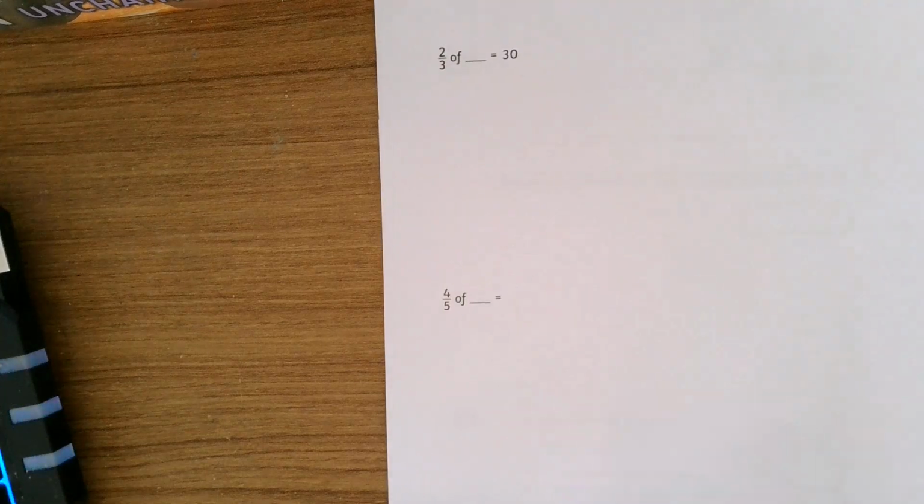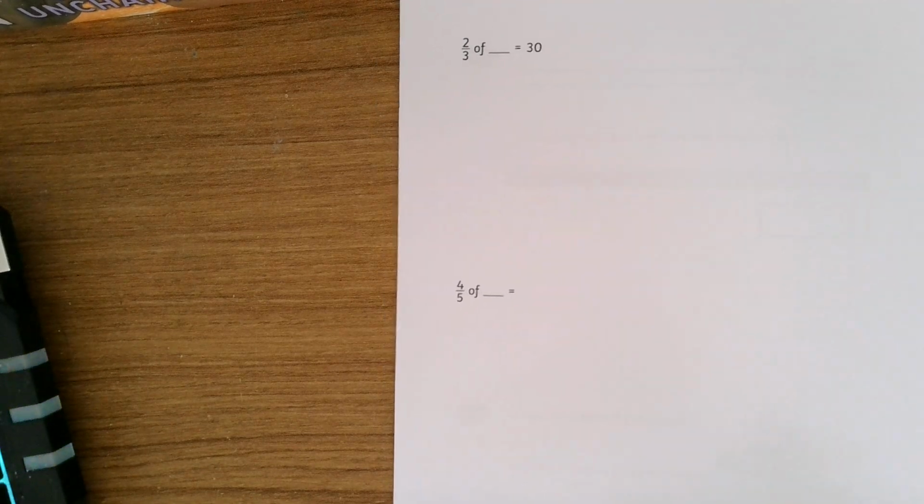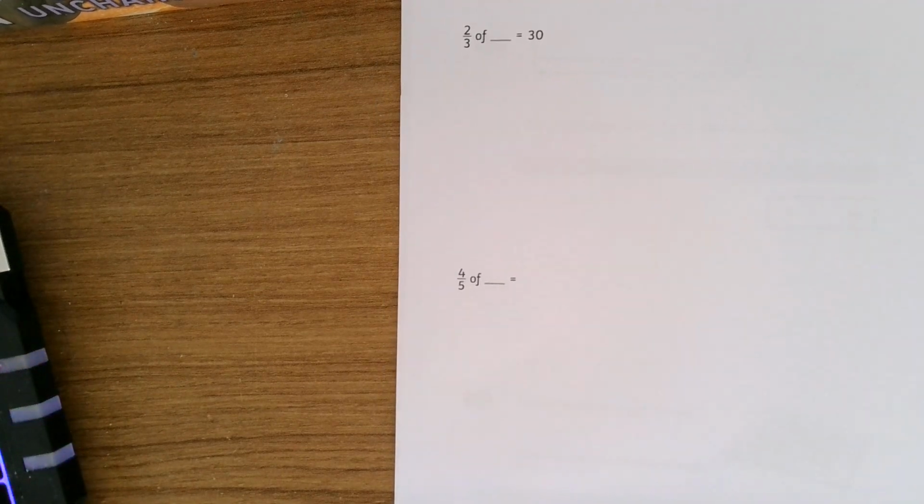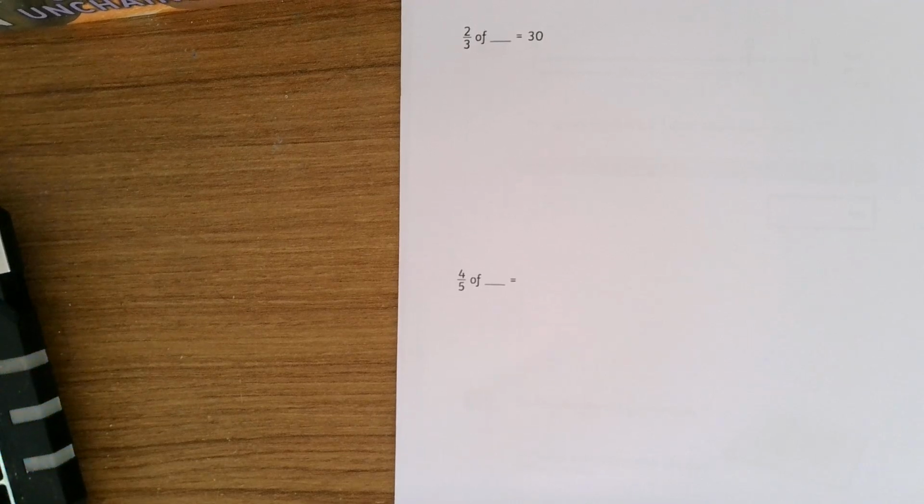So they were the simple worded problems. Now I'm going to move on to the sorts of things you'll see at the end of year 6. So these are the sorts of things you might see in your paper 1, your arithmetic paper.